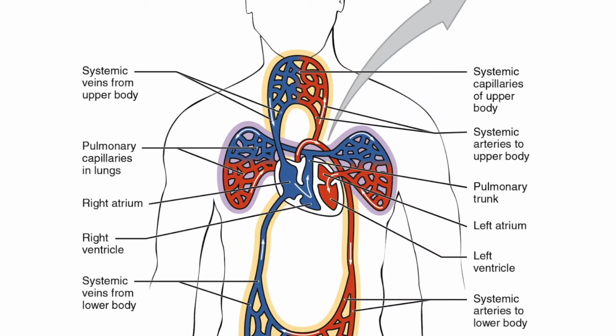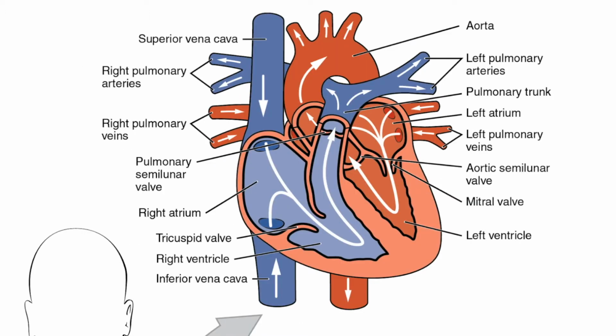The SA node initiates the action potential, which sweeps across the atria through the AV node to the bundle branches and Purkinje fibers, and then spreads to the contractile fibers of the ventricle to stimulate the contraction of the ventricle.